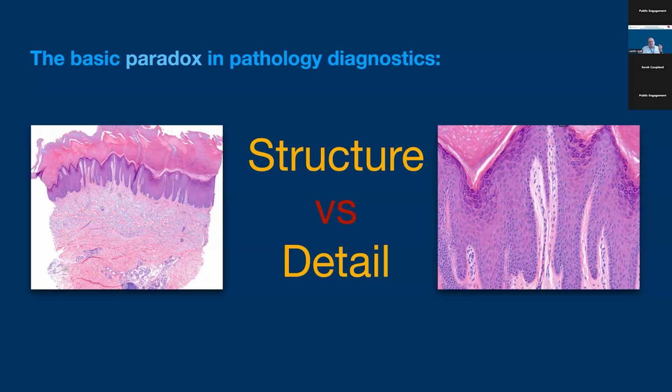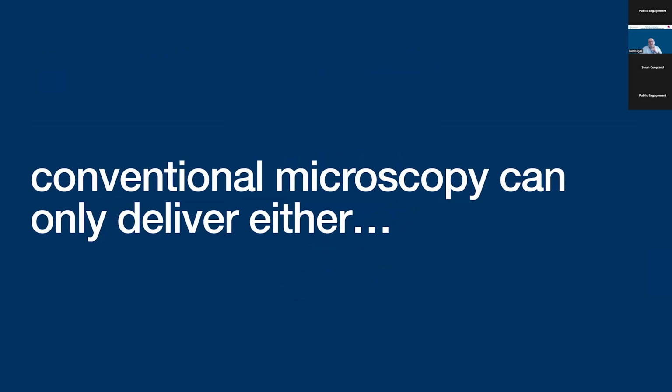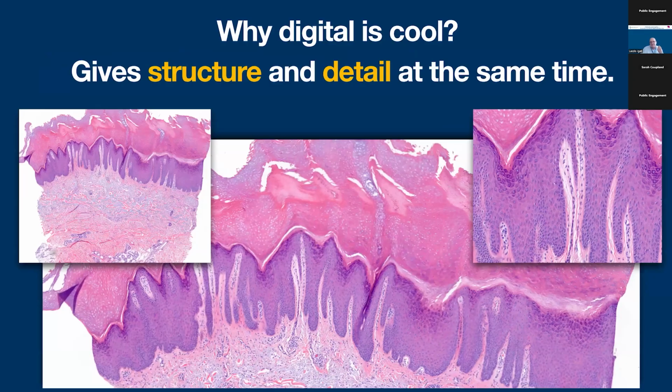The most important thing is we have structure versus detail in pathology. We look at low power images to put things where they belong, and also the details to figure out what the finer things are. And if you think about the microscope, by the way, this is the one which Anthony Leeuwenhoek designed first. The conventional microscope can only deliver either of them at any one time. And this is giving us the answer why digital is cool, because it gives you two things at the same time. It's the proverbial Boris Johnson cake and the eating. It gives you the structure and the detail at the same time.